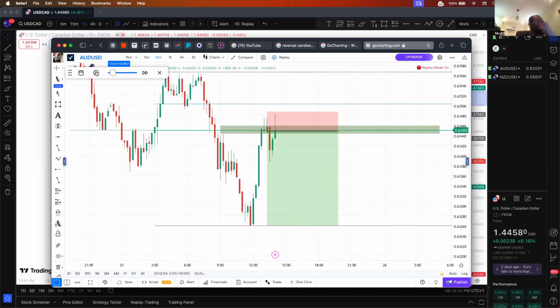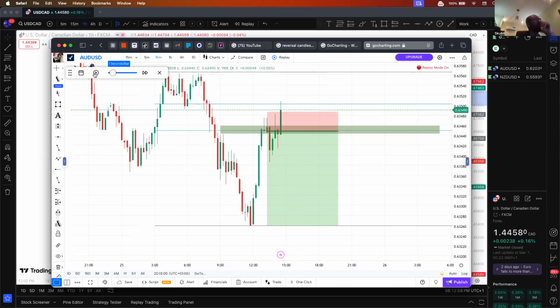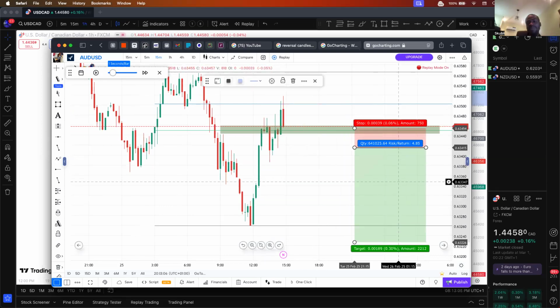So price started selling. Let's see. Okay, price actually went back up to take us out. Now, what's something interesting? Immediately price took us out. See the next candlestick that was formed. Another bearish pin bar.